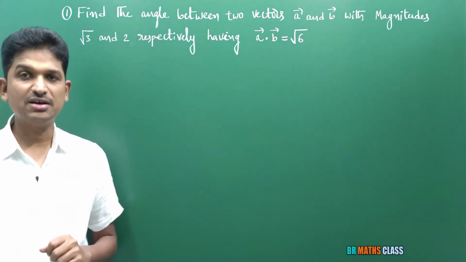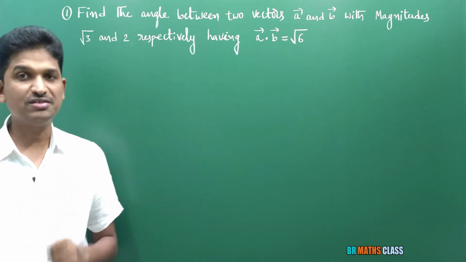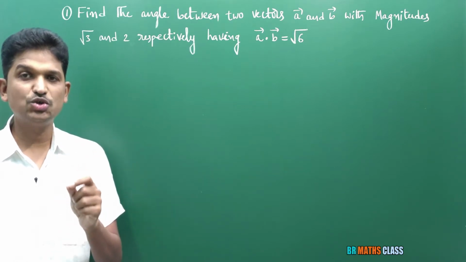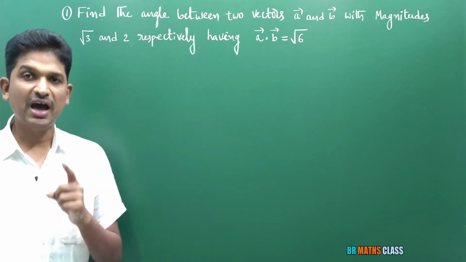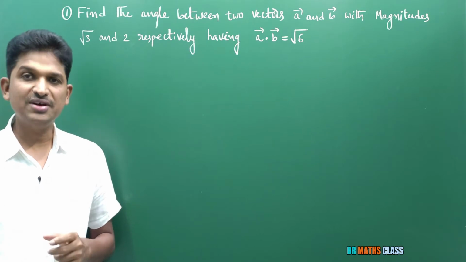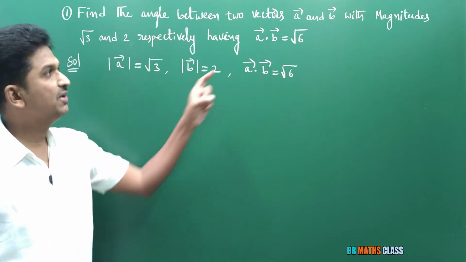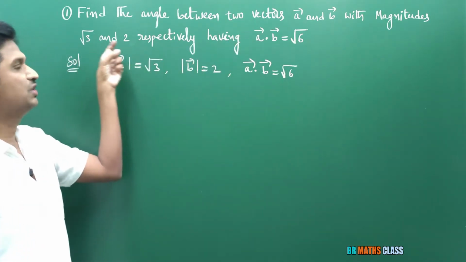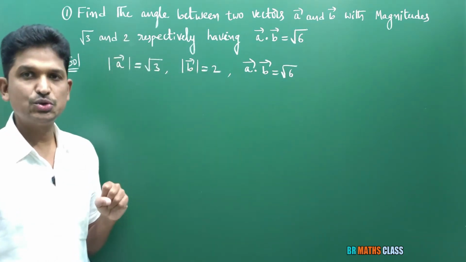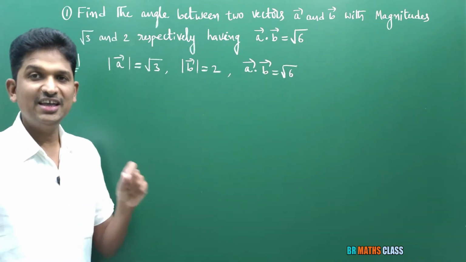In dot product of vectors, to find angle between the vectors, we have only one formula. What is that? Cos theta equal to A bar dot B bar divided by magnitude of A bar into magnitude of B bar. I'll use that formula to calculate angle between the vectors A bar and B bar. First, I'll write the given information from the question. You observe the given data. A bar, B bar with magnitudes √3 and 2. That means magnitude of A bar is √3, magnitude of B bar is 2. And A bar dot B bar is √6. Then we need to find angle between the vectors.